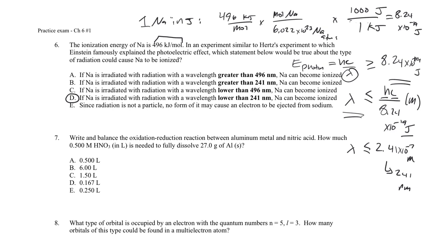So light of 241 nanometers or below has an energy of 496 kJ per mole or greater. So that gives us an energy per photon of 8.24 times 10 to the minus 19 joules or greater. And that's what we need, a greater energy. That's a lower wavelength.